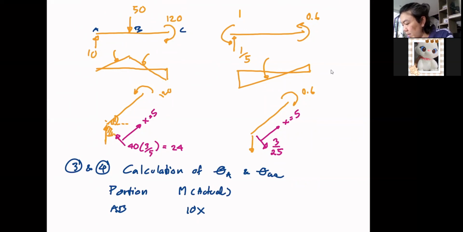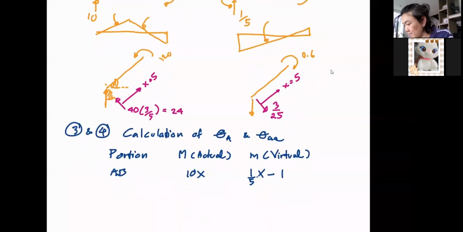So our equation for the small m or the virtual must account for that. Now it's going to be 1/5, which is the load, multiplied by x minus 1. Okay, and the range is from 0 to 4. Okay, range is a little bit crooked. Let's move that up. Okay, right.